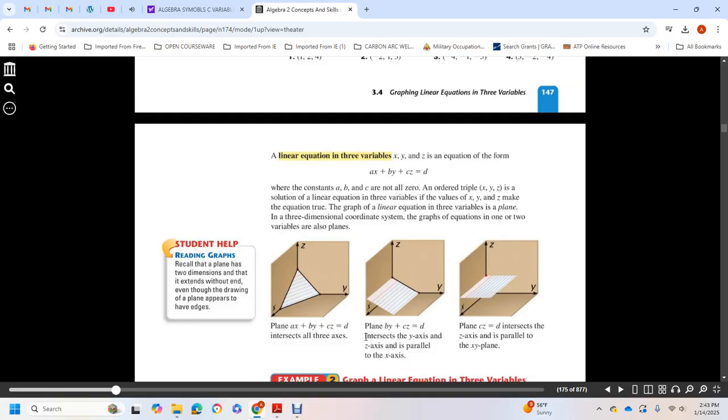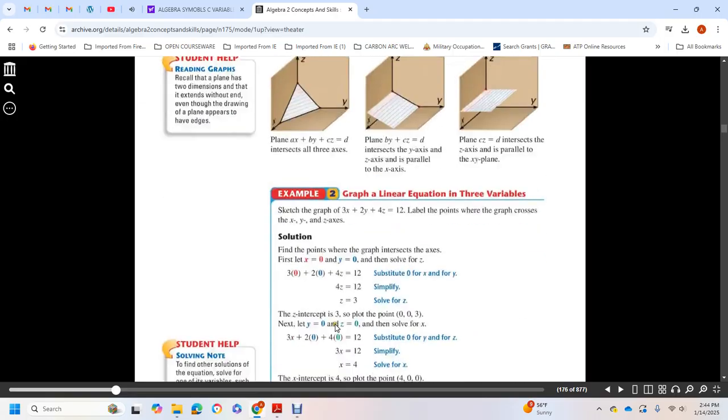In the three-dimensional coordinate system, graphs of equations in one or two variables are also planes. The plane ax + by + cz = d intersects all three axes. The plane by + cz = d intersects the y axis and z axis and is parallel to the x axis. The plane cz = d intersects the z axis and is parallel to the xy plane.